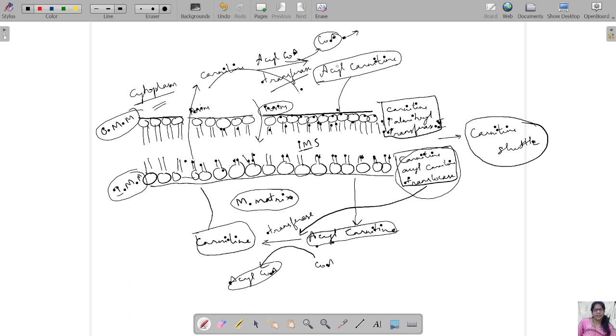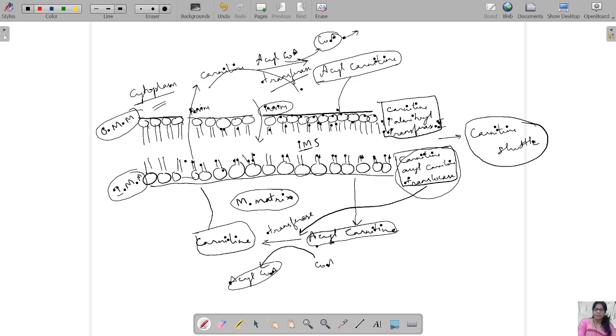Hope you are clear with the diagram. I will also share it in the description box below. For your understanding I have drawn a brief diagram. If you want a better understanding, you can go through the slides, and important structures are also attached in your description link.